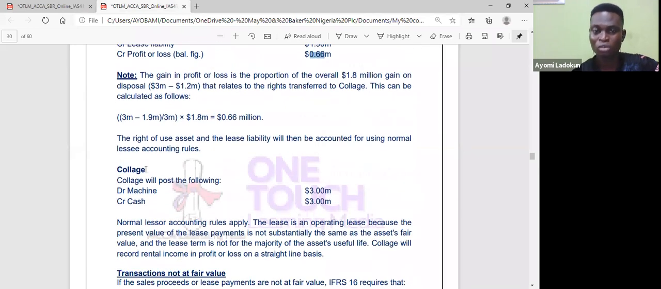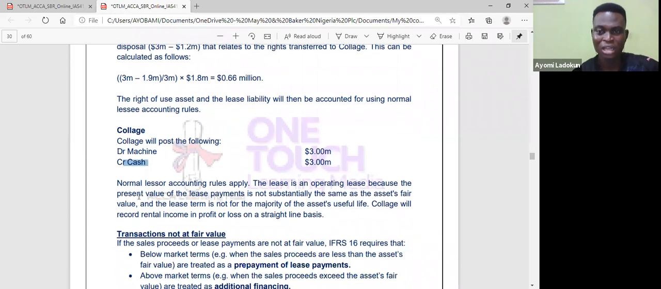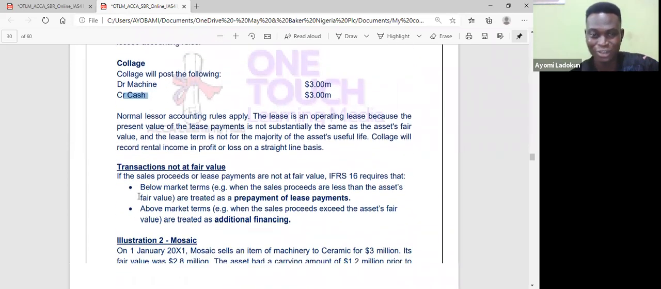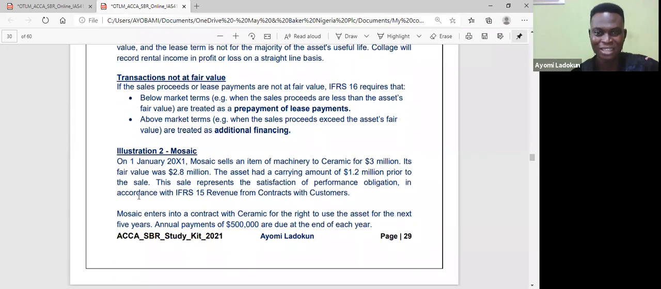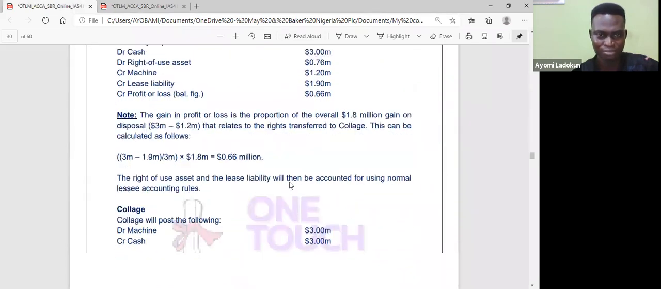Now, in the books of the buyer, they will only debit the machine when they bought it, and credit cash. It's as simple as that. Sorry, I borrowed 10 minutes. We have 2 minutes more, but I needed to explain the last aspect. So this is the last aspect.